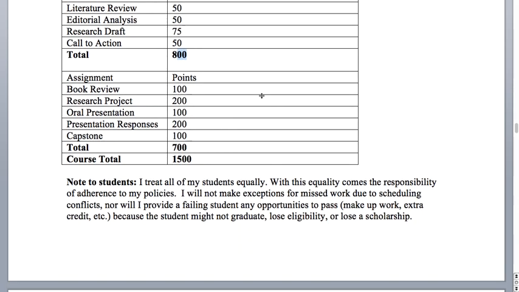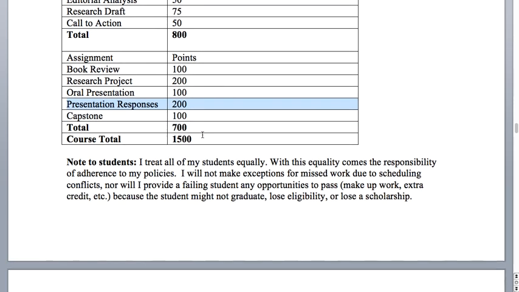The bigger things, our book review is worth 100 points. Research project in total is worth 200 points. Your presentation is worth 100 points. Your responses, you have to watch 10 and comment on 5, is going to be worth 200 points. So roughly 40 points per response. So they have to be good. And then your final paper, the capstone reflection, is going to be worth 100 points. So that is the general basic build of the course, so you know where to put your effort and your time.